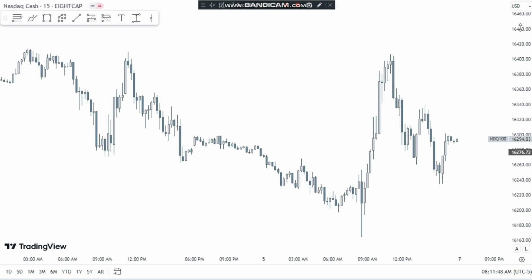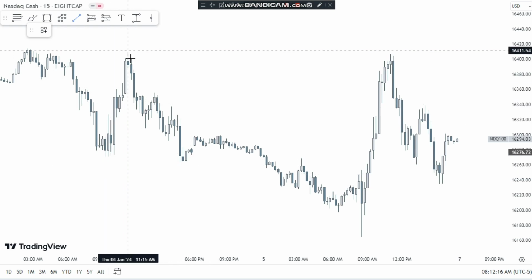So now let's jump into the lecture. What is the model of ICT Sense? Right now you are seeing the 15-minute chart. This is Nasdaq cash. You can use this strategy for indices, for forex and for crypto too. Okay, and first you have to open the 15-minute chart or the 30-minute chart. Both work the same. Now you have to identify the swing highs and the swing lows.